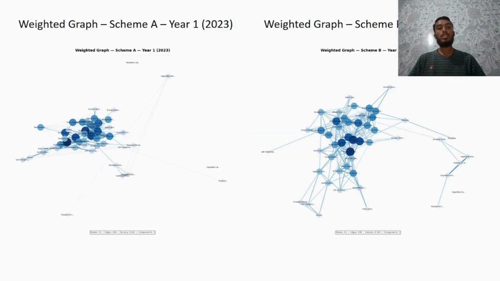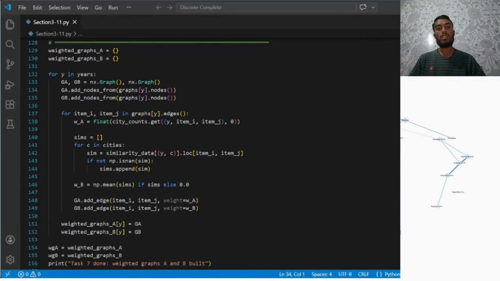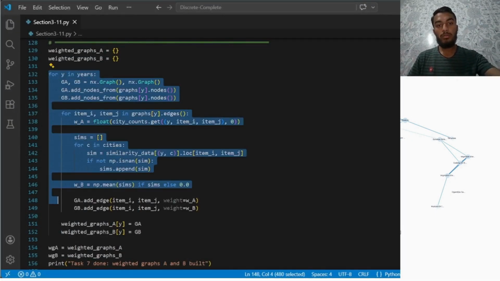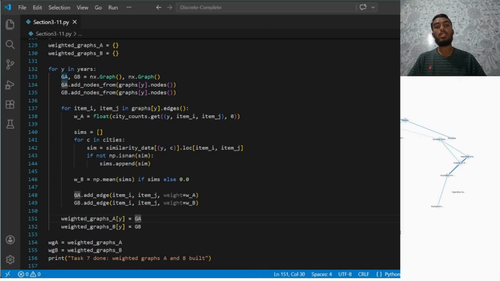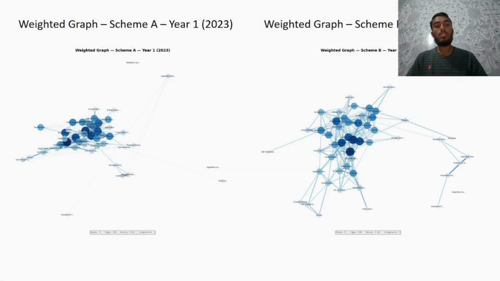We constructed two weighted versions of our graph. Look at these two networks on screen. They have the same nodes and the same edges, but the thickness of each edge is different in each version. In our code task 7, we define both. Scheme A assigns a weight equal to the raw count of cities that agreed on this co-movement. So if petrol and diesel moved similarly in all 17 cities, their edge weight is 17. This is the most intuitive reading. It answers the question, how many cities agree?